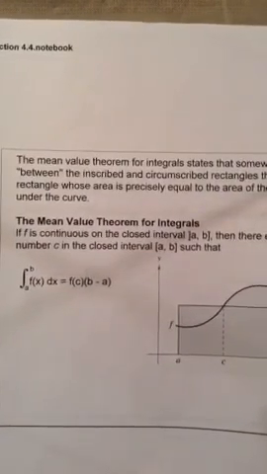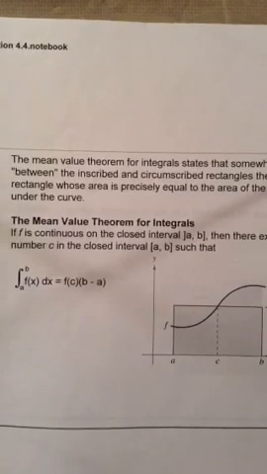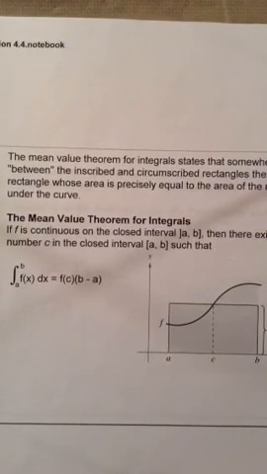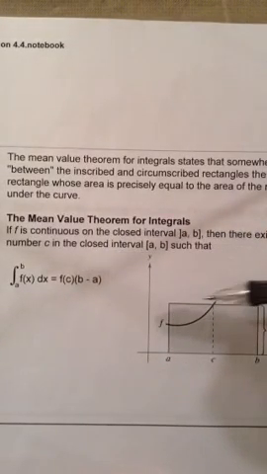So I'll give you a minute to write down the formal definition of the mean value theorem for integrals. If f is continuous on a closed interval from a to b, then there exists a number c in the closed interval from a to b such that the integral from a to b of f of x dx is equal to f of c times b minus a. So this area right here is just the area of this rectangle right here.